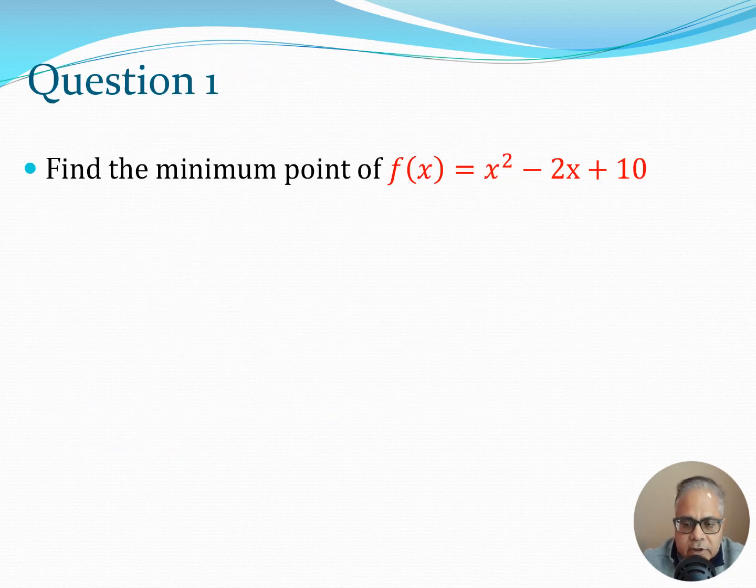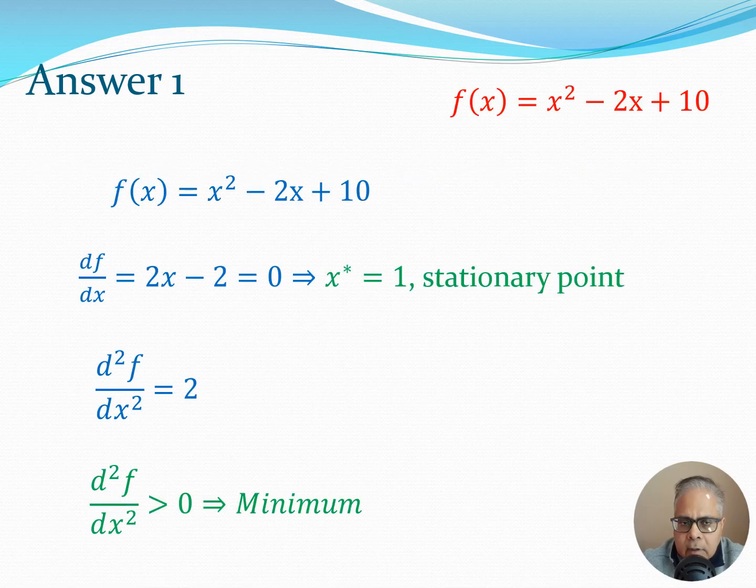So let's start with some very simple problems to warm up, and then we will proceed to more complex problems. So the first problem is find the minimum point of this function f of x is x square minus 2x plus 10. Now, of course, you know this is a problem which you could solve from high school calculus, and you may have done these types of problems before.